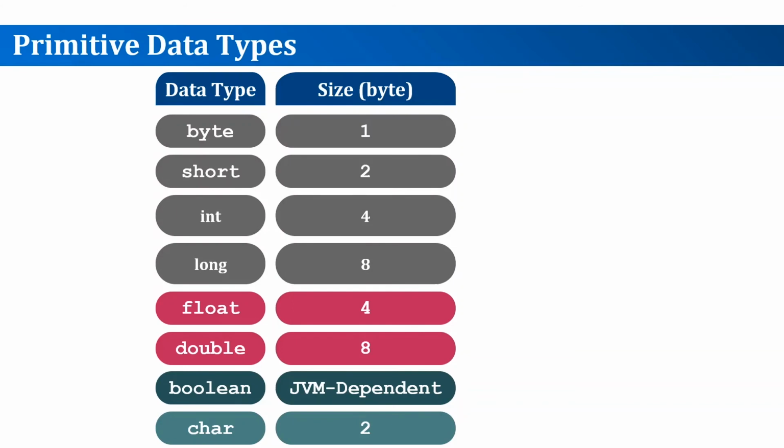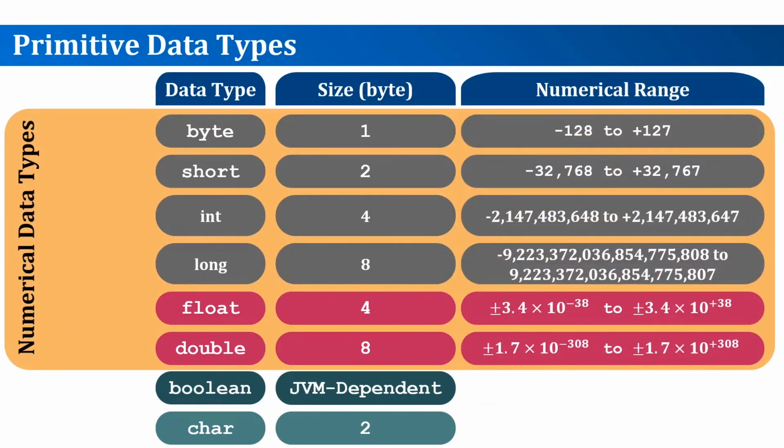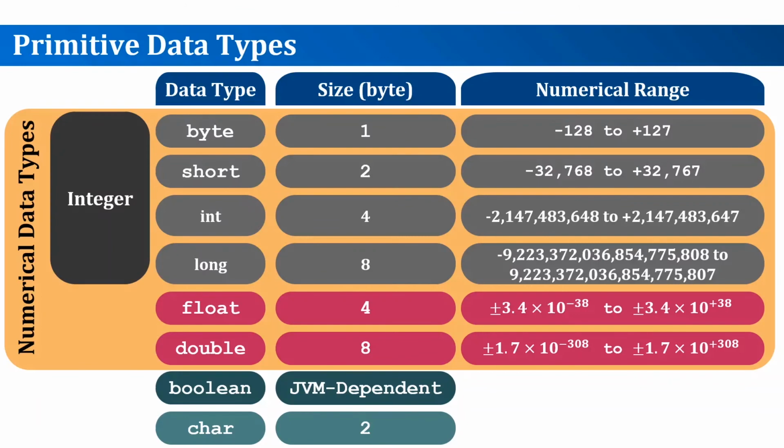Notice that out of these 8 data types, 6 of them are numerical. And since they have different byte sizes, they can store different ranges of numbers, which we will explain shortly. It's also important to know that 4 out of these 6 numerical primitive data types are used to represent integers. The remaining 2 are used to represent floating point numbers, numbers with a decimal point.